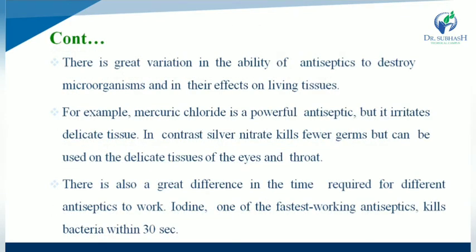Next one, there is a great variation in the ability of antiseptics to destroy microorganisms and in their effects on living tissue. For example, mercury chloride is a powerful antiseptic but it irritates delicate tissue, and in contrast silver nitrate kills fewer germs but can be used on delicate tissue of the eye as well as the throat. So there is a great variation. What type of variation? In the ability of antiseptics to destroy microorganisms and in their effects on living tissues.